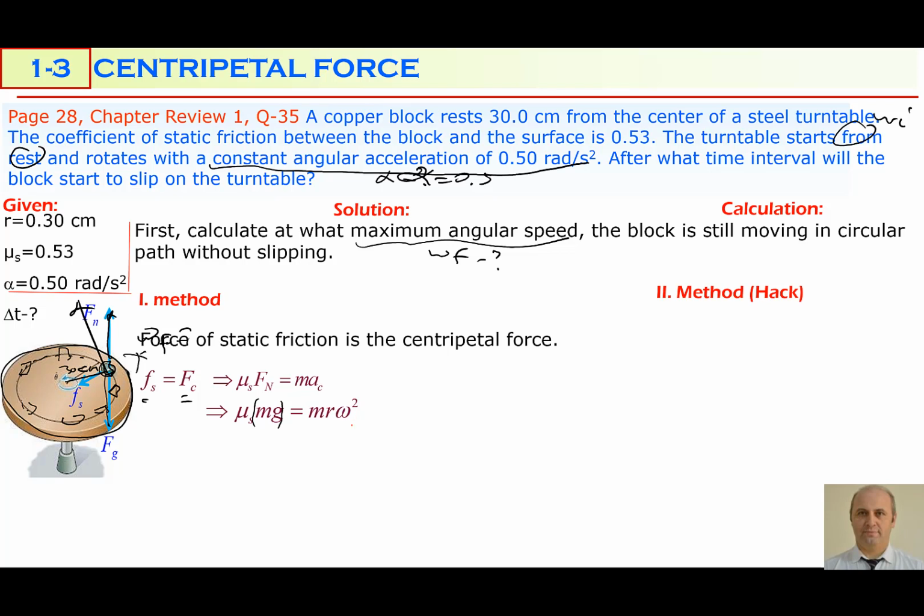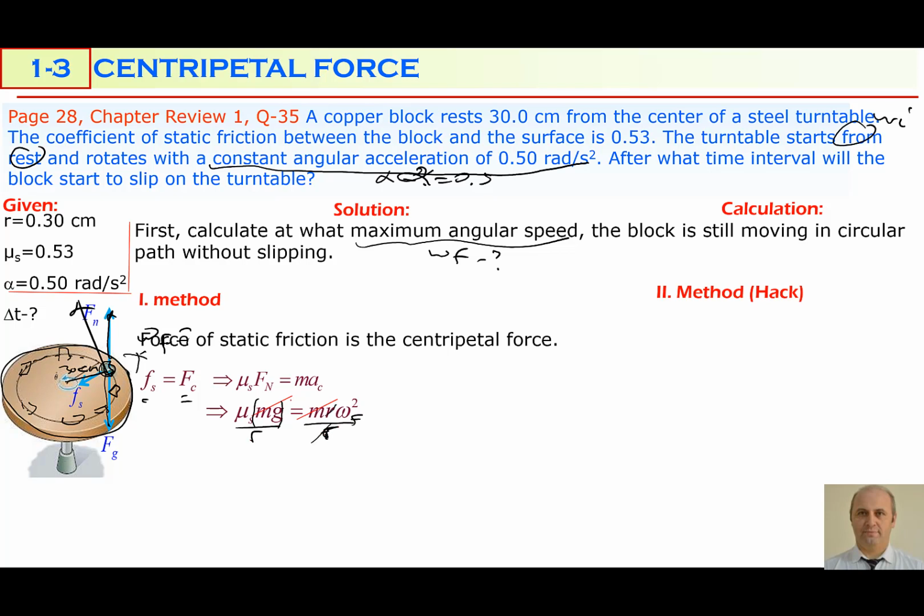I just want to find that final speed. What is that maximum final speed, still keeping the block on the circular path? So we should get this first. M and M will simplify, and then we divide both sides of the equation by r, because we need to get what omega final is, so we should simplify r. That's why we divide the equation by r.